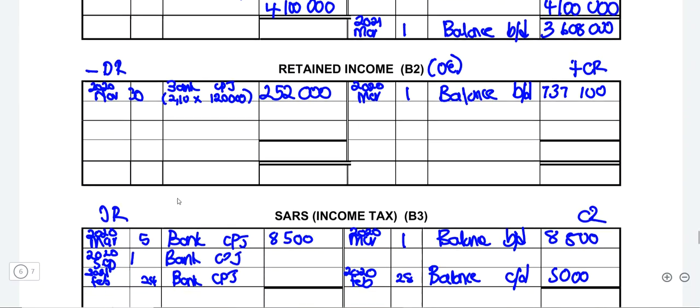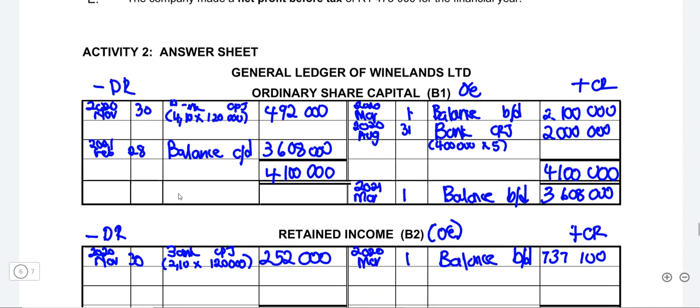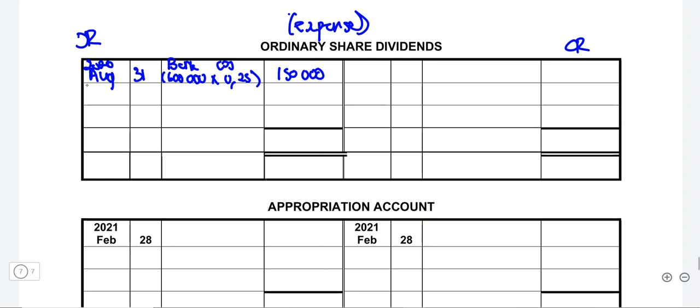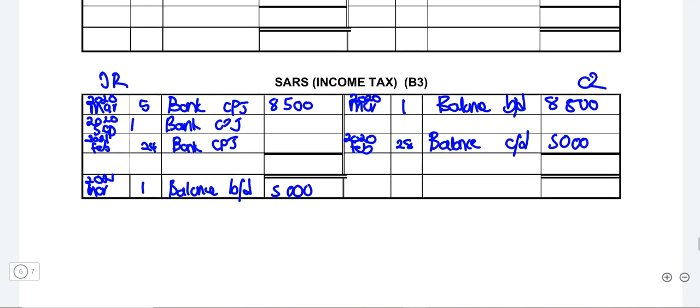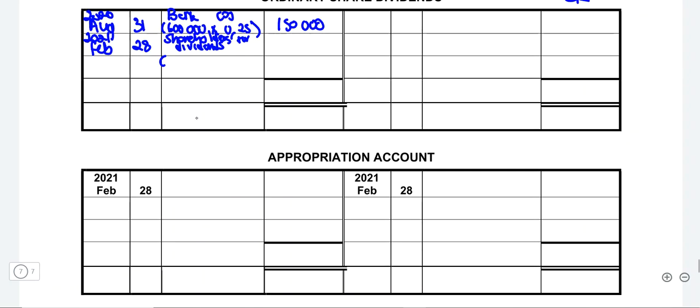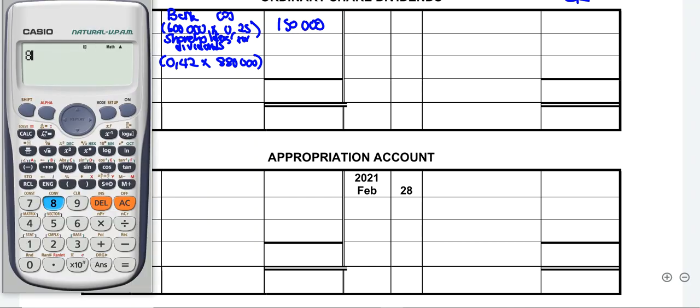So when we do the calculation, remember the payment took place on 28 February, the last day of the year. So we're going to come here and say 2021 February the 28th, and then we are going to say shareholders for dividends. Remember contra accounts, right? Because I don't have space, I'll show calculations here. Remember, they said we are declaring 42 cents. So we'd say 0.42 times 880,000. Remember, these are the shares that are available on the share register. 880 times 0.42 gives us 369,600. So that 369,600 will come here.